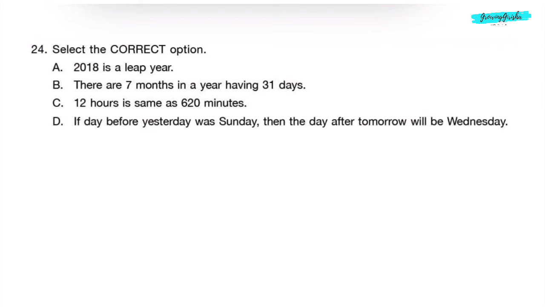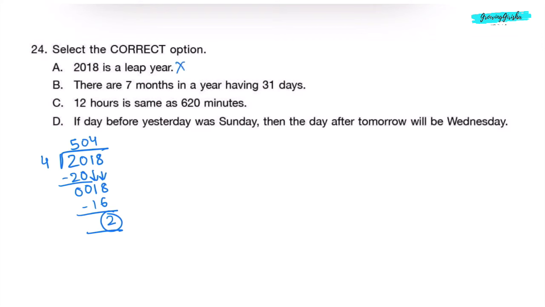Question 24. Select the correct option. Let's read the options first. Option A, 2018 is a leap year. How do we find out if 2018 is a leap year? We will divide 2018 by 4. If we get anything in the remainder, it means it is not a leap year. If the remainder is 0, then it is a leap year. So let's find out. 4 5s are 20, 0, 1, 0, 8, 4 4s are 16. Oh, we are getting 2 as a remainder. Means 2018 is not a leap year.